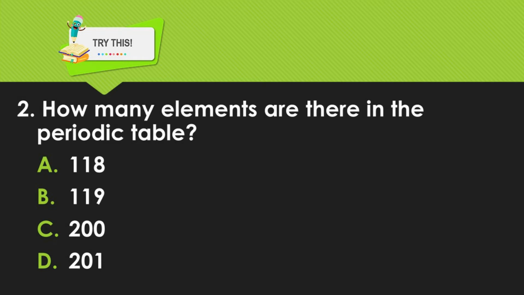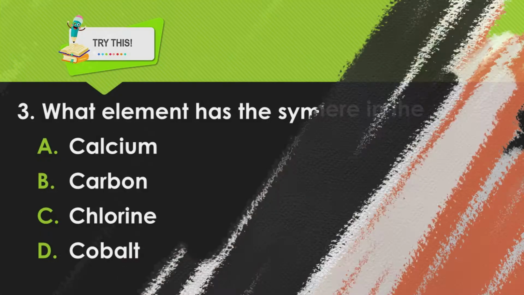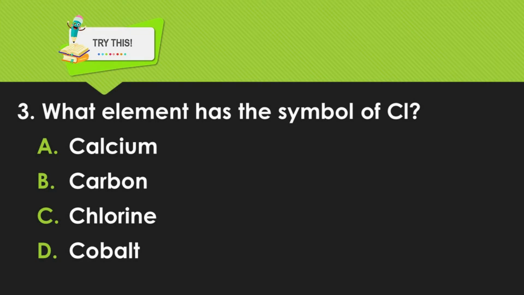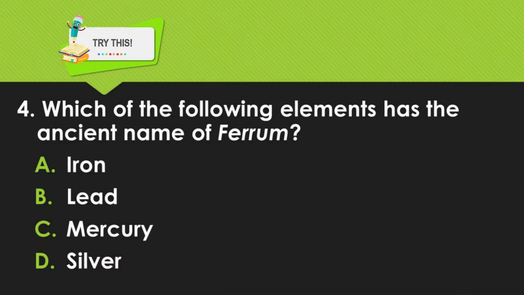2. How many elements are there in the periodic table? A. 118. B. 119. C. 200. D. 201. 3. What element has the symbol of Cl? A. Calcium. B. Carbon. C. Chlorine. D. Cobalt.